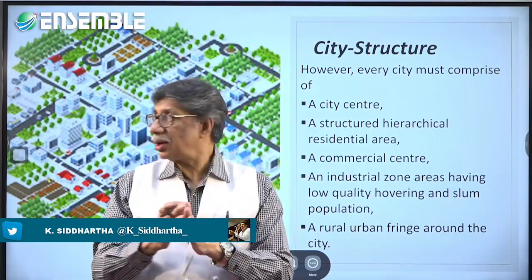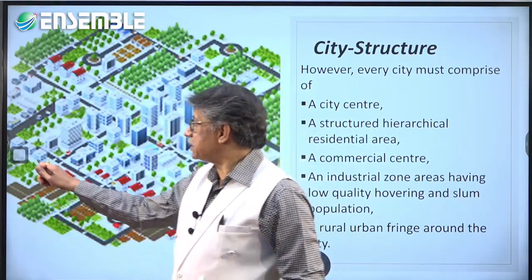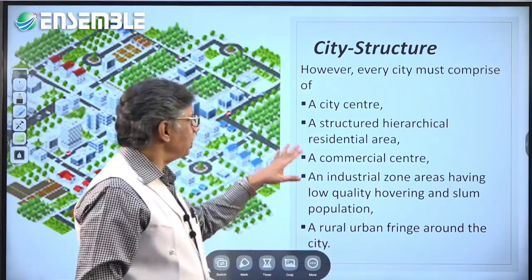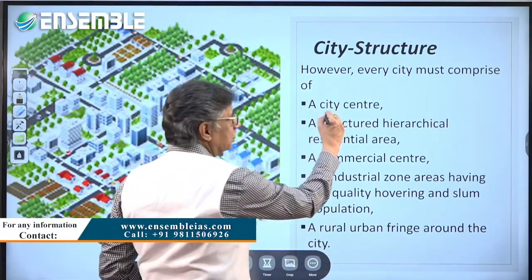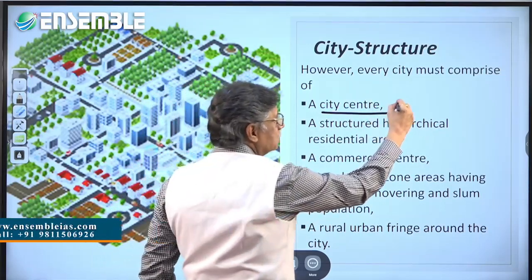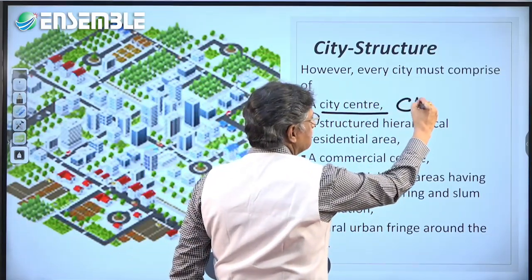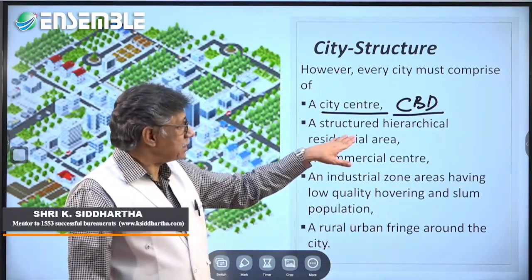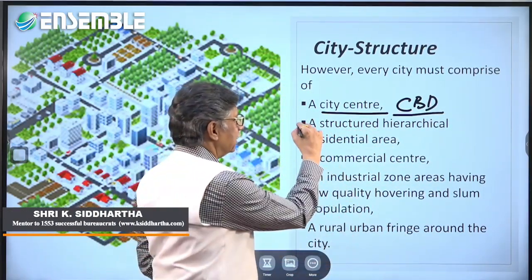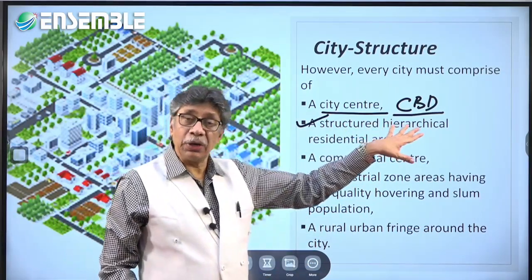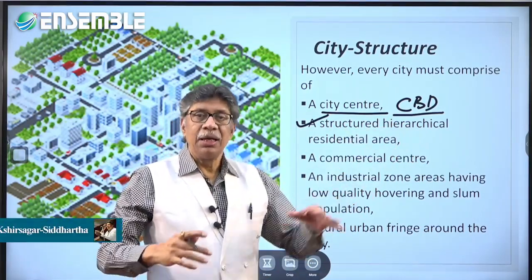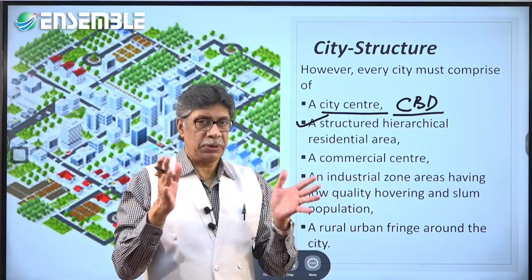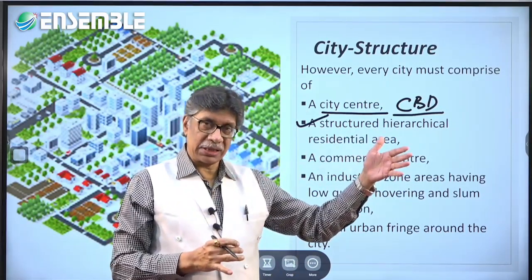So a city all in all will be comprising several sections. The first of them is the city center that we talked about. In Western terminology, it is called a CBD. Of course, it is going to be called by a different name. The second is a structured hierarchical residential area. Now, why do we call it a hierarchical residential area? Because some so-called high-class people, economically high-class people, and that is again a Western classification.